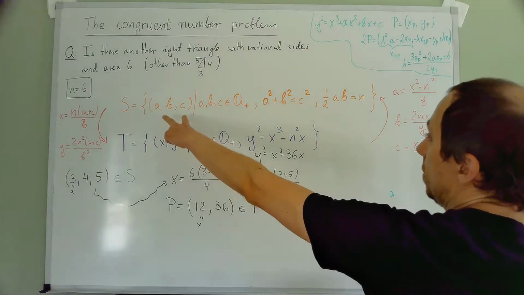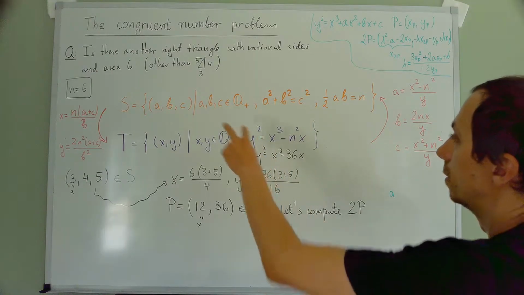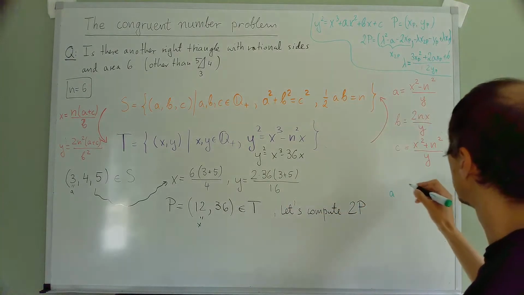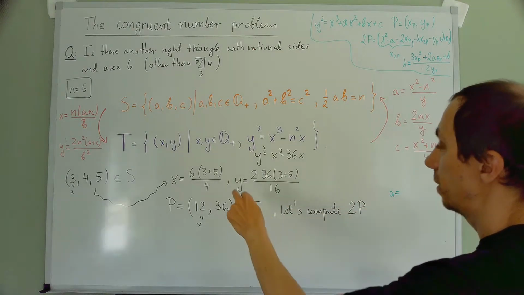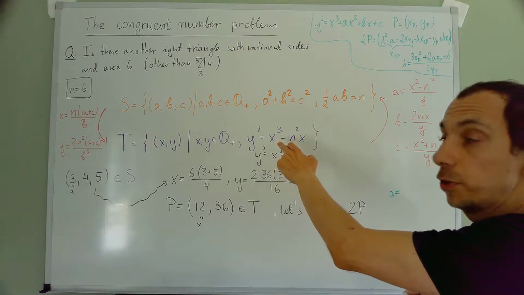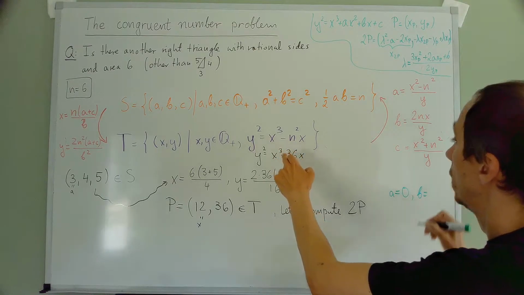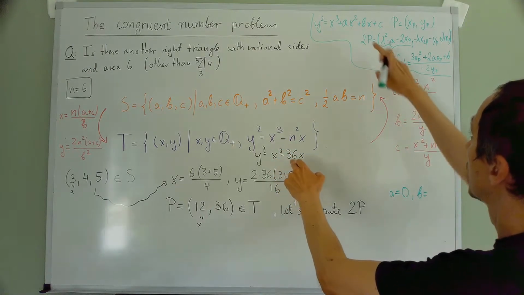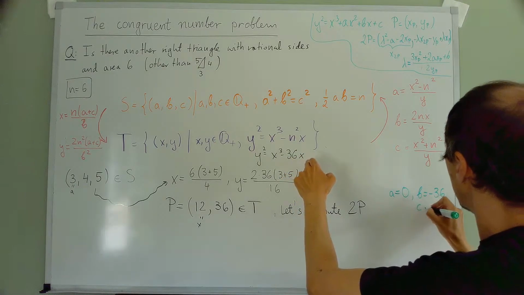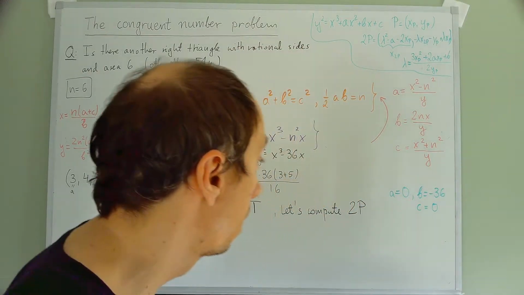So these are not the same a, b, and c as here, just to be sure, right? This is not the same as that. These are the coefficients here. So what's a? Where's my curve? Here's my curve. A is the coefficient at x squared. There is no coefficient at x squared, so a is 0. B is minus 36. And c is 0. Okay, well that should make some of the formulas a little easier.